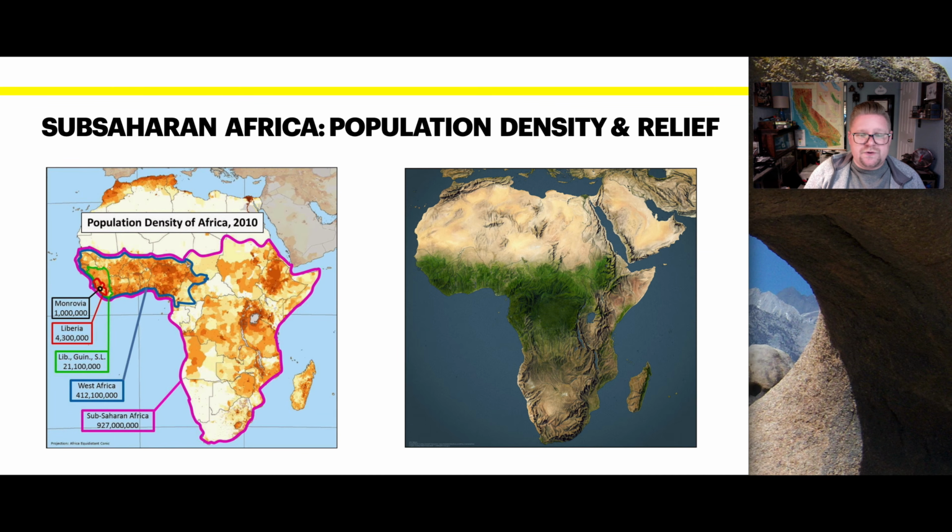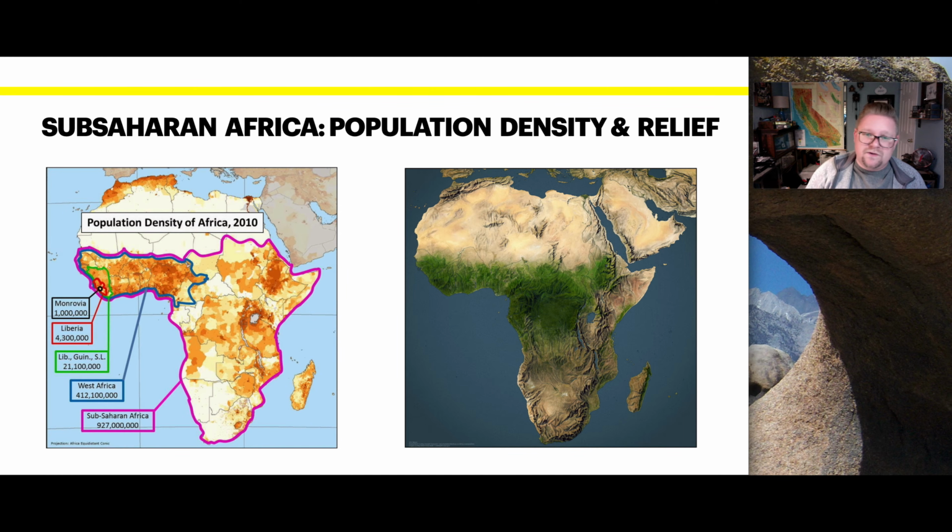Let us also introduce the population density and relief map. So as we can observe, there's definitely a correlation when looking at population density and the raised relief. If you notice on the right-hand side, that is the raised relief map, we can observe the greenery from the areas that are closer to the equator. We also see that there is a correlation between densities and water, which makes sense.